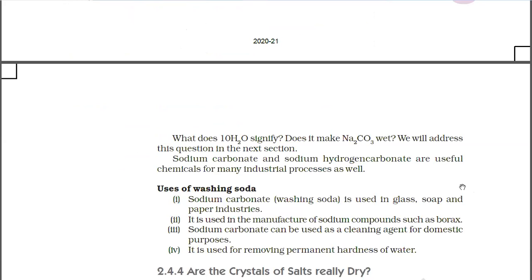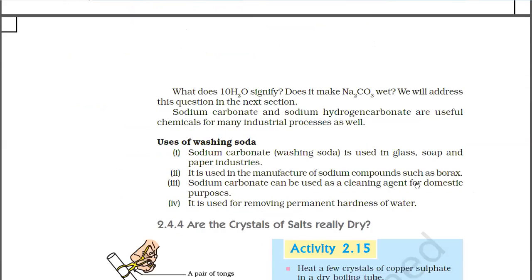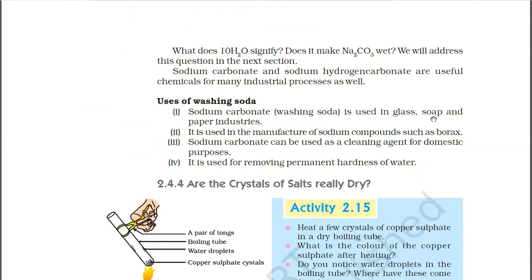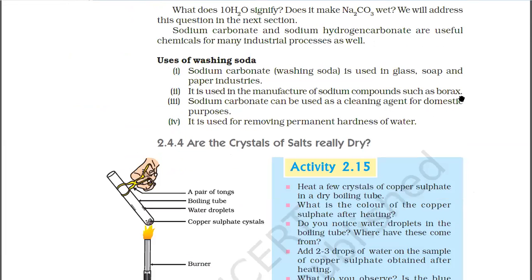Sodium carbonate and sodium hydrogen carbonate are useful chemicals for many industrial purposes and processes as well. Uses of washing soda: sodium carbonate is used in glass, soap, and paper industries. It is used in the manufacture of sodium compounds such as borax. Sodium carbonate can be used as a cleaning agent for domestic purposes. It is used for removing permanent hardness of water.